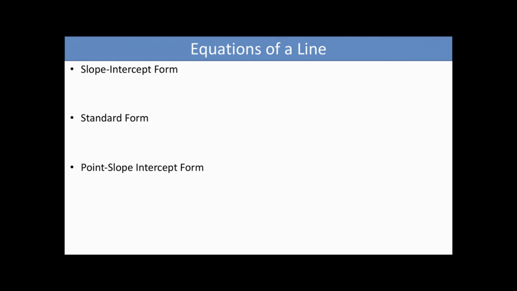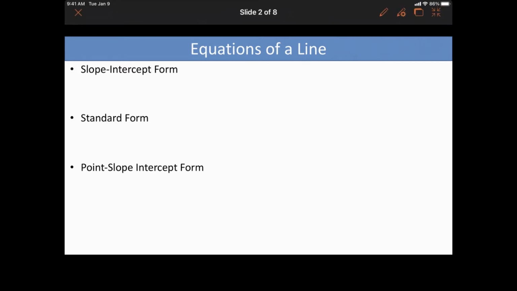The first one is slope-intercept form. This is the most common, y equals mx plus b. Yes, you need to know all three of them. Yes, you need to memorize these equations. We call it slope-intercept form because m is a slope and b is the y-intercept.